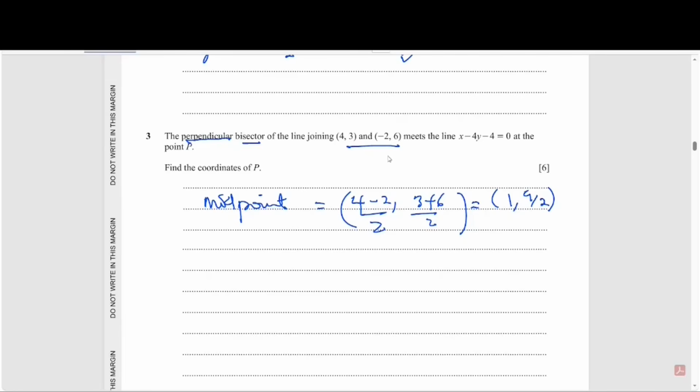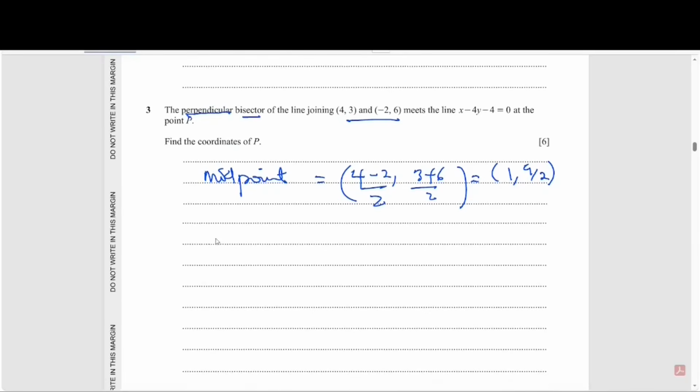Now you also find the gradient of these 2 points since we are looking for the perpendicular bisector. So the gradient m is equal to change in y, which is 6 minus 3, over change in x, negative 2 minus 4. That gives us 3 over negative 6, and that is negative half.